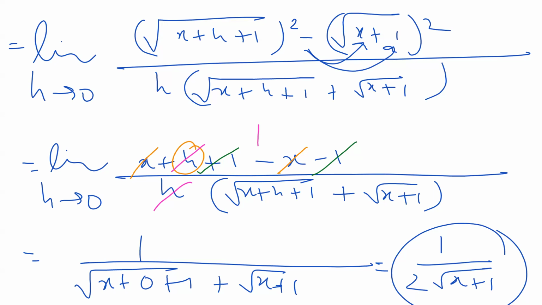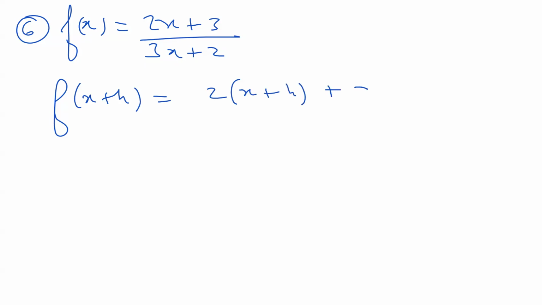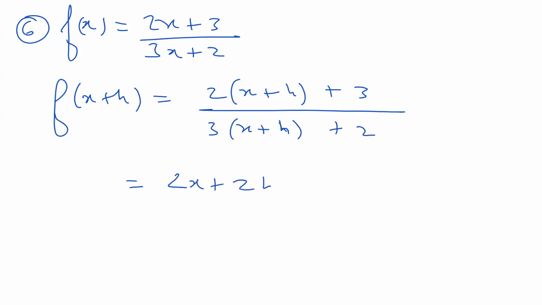Fine. So that was question number 5. Let us go to question number 6. f of x is equal to 2x plus 3 upon 3x plus 2. So x plus h will be 2 into x plus h plus 3, 3 into x plus h plus 2. So 2x plus 2h plus 3, 3x plus 3h plus 2.